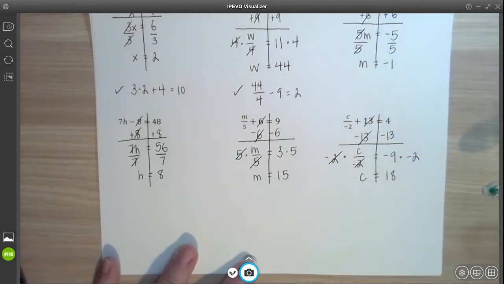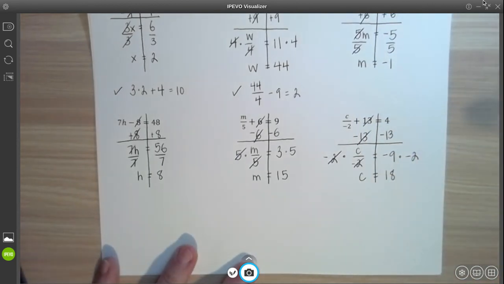All right, go ahead and try the problems that are in this section of the Google form, and then we'll do one more type of problems.